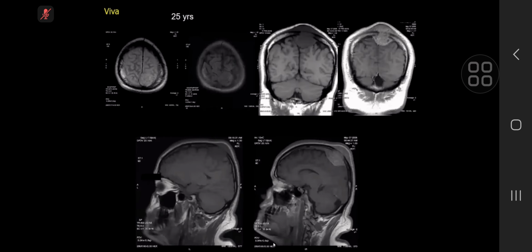I'm thinking of a dural metastases. Very good. Well done. So this case was a metastasis from rhabdomyosarcoma in a young patient of 25 years.